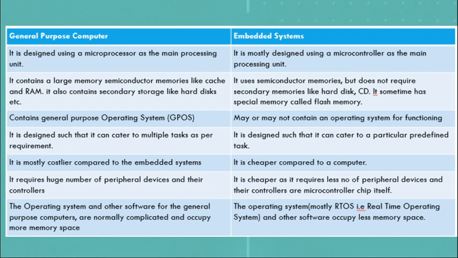In general purpose computers, microprocessor acts as a main processing unit, whereas in embedded system, microcontroller acts as a main processing unit. General purpose computers have general purpose operating system, whereas embedded system may or may not have an operating system. General purpose computers can be used for different purposes, whereas embedded systems are designed for specific purpose. General purpose computers are costlier compared to embedded systems.